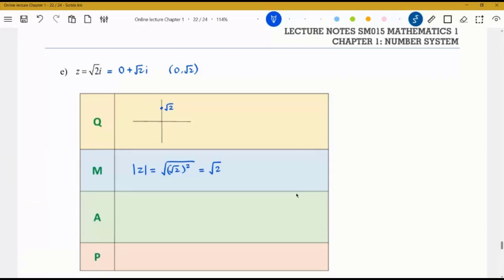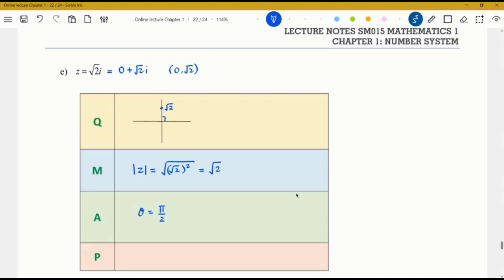Okay, argument. If it lies on the axis, there is no need for a formula, because we know here it is 90 degrees or pi over 2. So directly our theta is pi over 2. It doesn't need a formula. We know directly by the concept of angle that here it is 90 degrees, which is pi over 2.